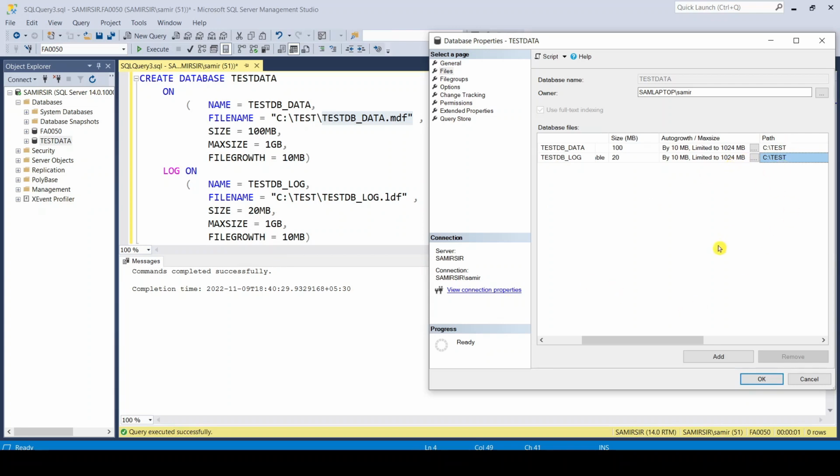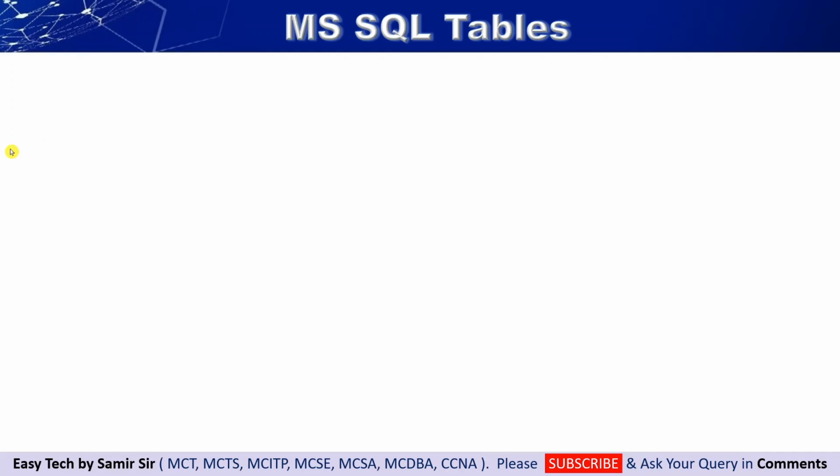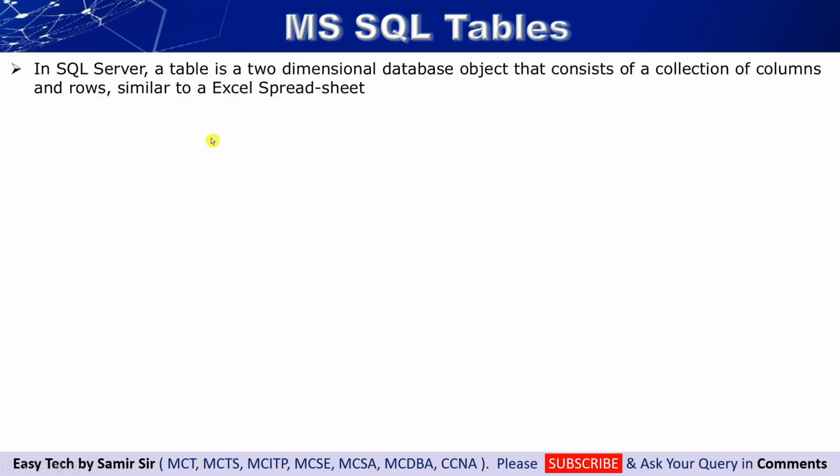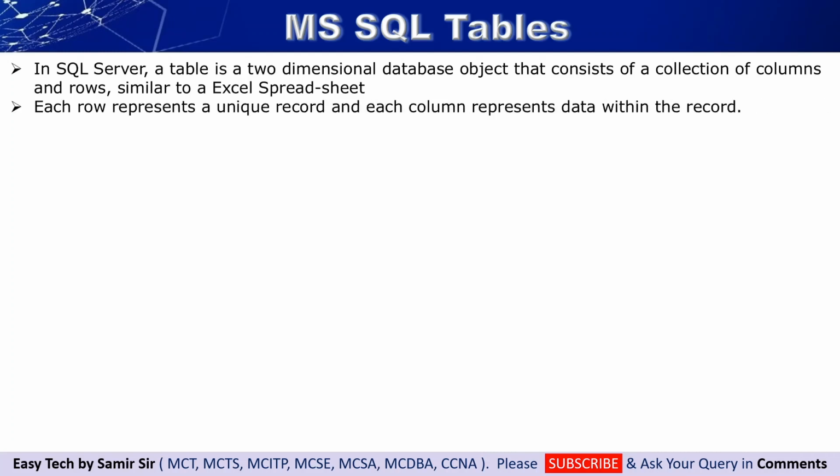It's saved in a C drive test folder, and this is the name of the log file, testdb underscore log file. An MS SQL table is nothing but a two-dimensional database which stores information in the form of rows and columns, just similar to Excel spreadsheets when we save data in rows and columns. Each row represents a unique record and each column represents data within that record.